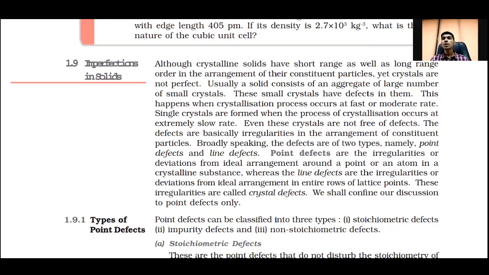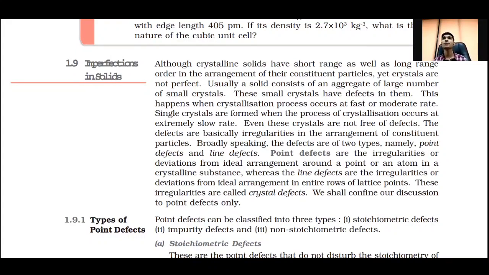Usually a solid consists of an aggregate of large and small crystals. These small crystals have defects. This happens when the crystallization process occurs at a fast or moderate rate. Means when we are creating polyethylene, if I create it very fast, there will be some defect. If I keep the process very slow, there will also be a defect. So we always have to work under optimum conditions. Even these crystals are not free of defects.